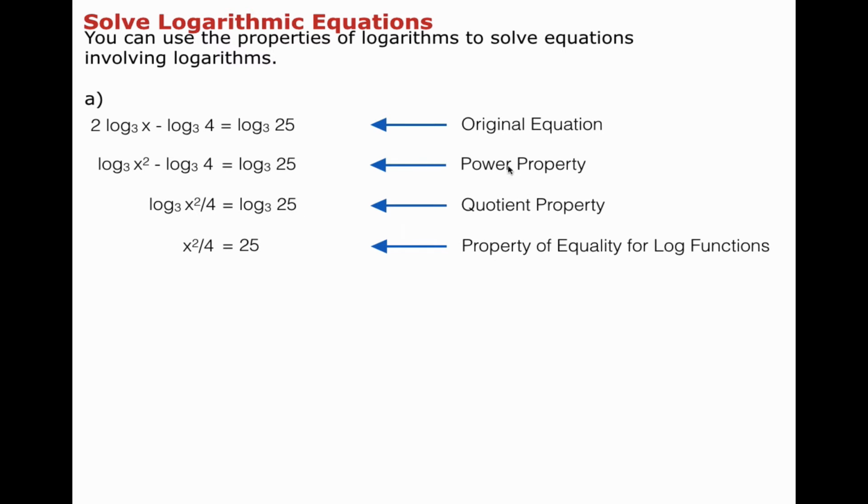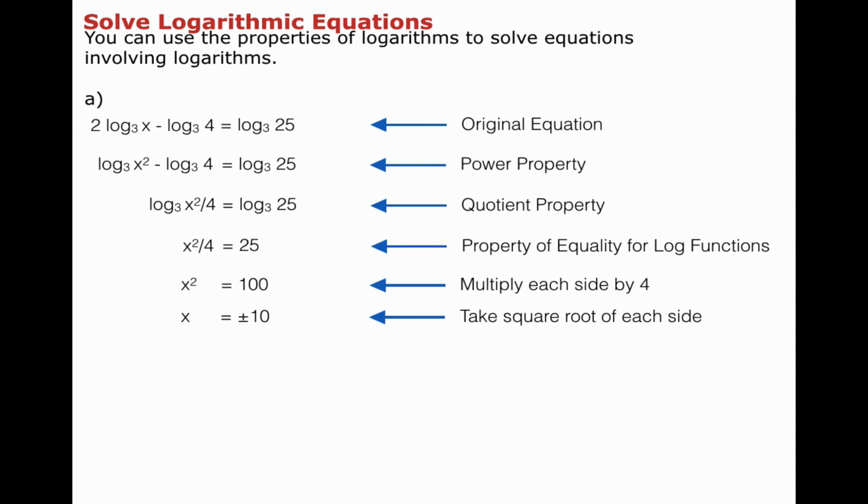Now, I'm writing what I'm doing every time, just so you hear it and think about it and understand it. You can write this down as you go if you want. It's great, but I'm not expecting you to. So now we can solve this. What did I do to both sides? I multiplied both sides by 4, and then I square rooted both sides, and so I get plus or minus 10.